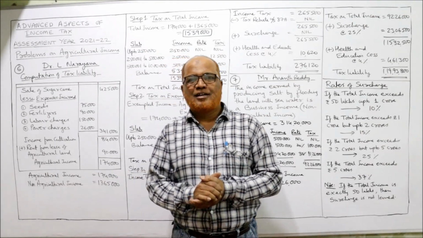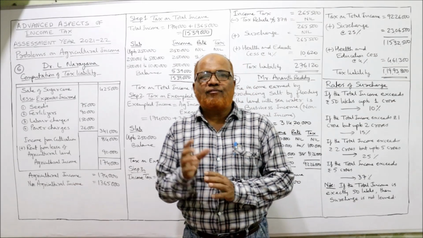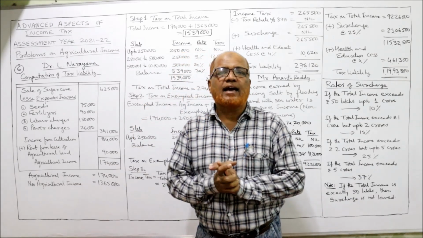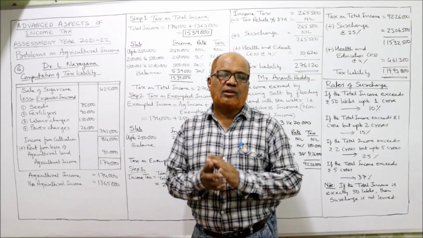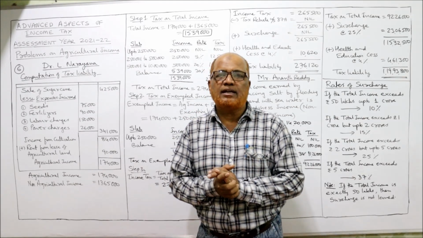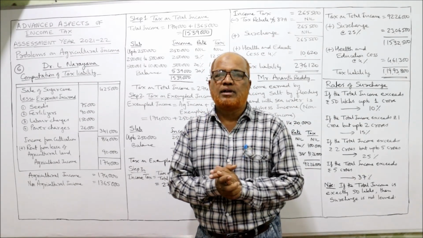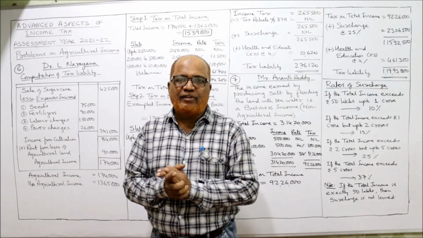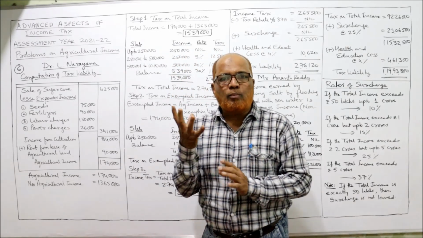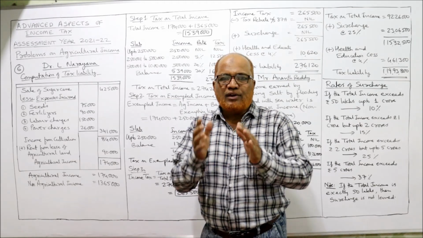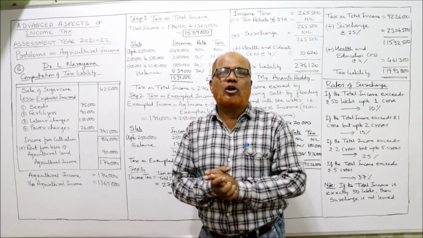I'm Hasham Ali Khan. In the last video, I completed 5 problems on agricultural income. How to compute the tax liability according to the provisions of the Income Tax Act on agricultural income, explanation I have given in the theory video. Then in the last video, 5 problems we have solved. So if you join in between, you may not be able to understand.